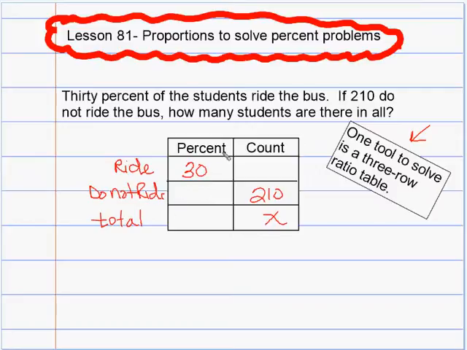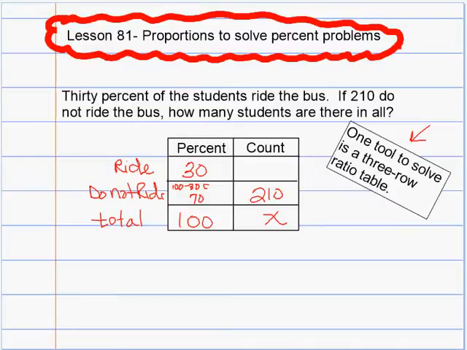Now, the thing about percents is that they have to total 100. So if I have the students that do ride the bus and the students that do not ride the bus, that will add to 100. So I know that 100 minus 30 equals 70. So I know that this box is 70%.